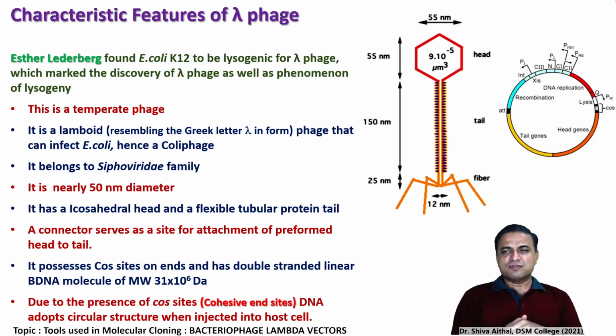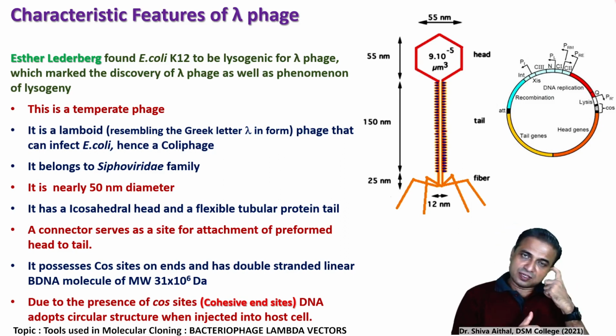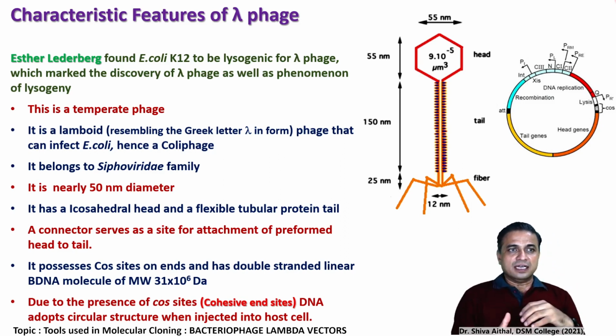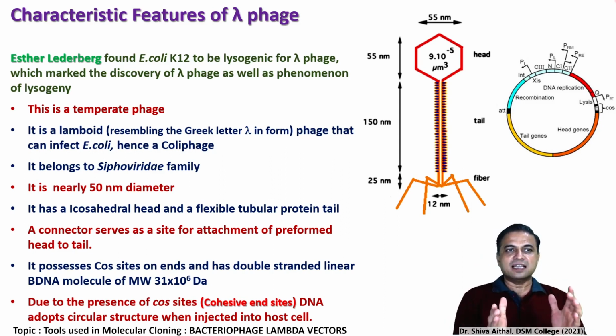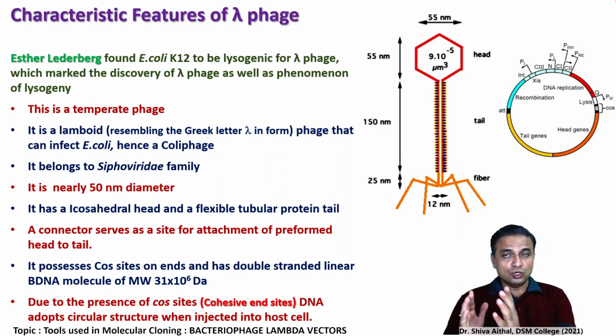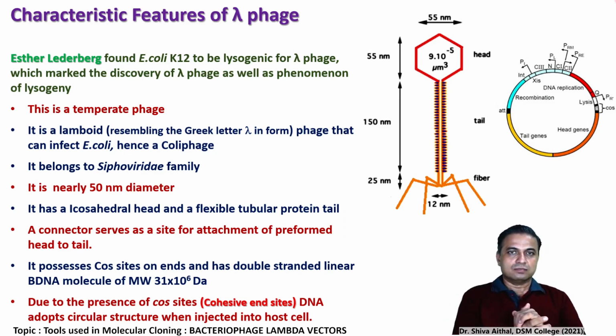There are certain characteristic features of lambda phage. As I have said, it is a head and tail phage with 49 kilobases of DNA. Esther Lederberg found the E. coli K12 strain to be lysogenic for lambda phage, and this marked the discovery of lambda phage as a lysogenic vector. She also saw that the lambda phage undergoes lysogeny, and this became the landmark where it was decided that it can become a good vector for recombinant DNA technology.